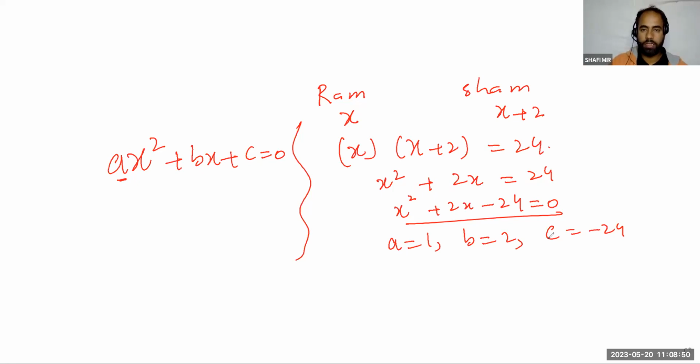First of all, let us see the quadratic. We have got x square plus 2x minus 24 equal to 0. How do we solve it? Solving this quadratic equation means we have to find the values of x. Got it? So we will do it by factorization.